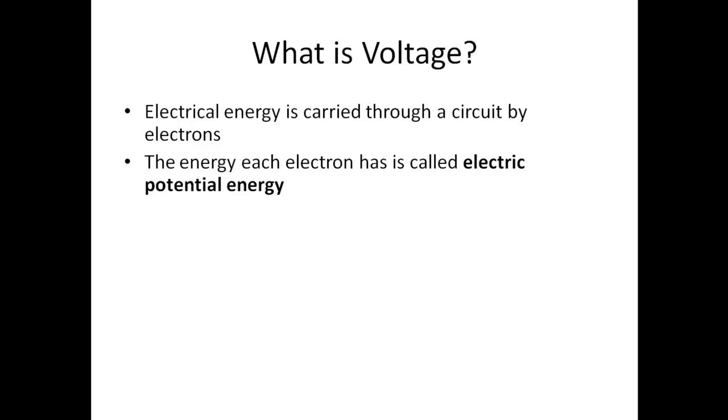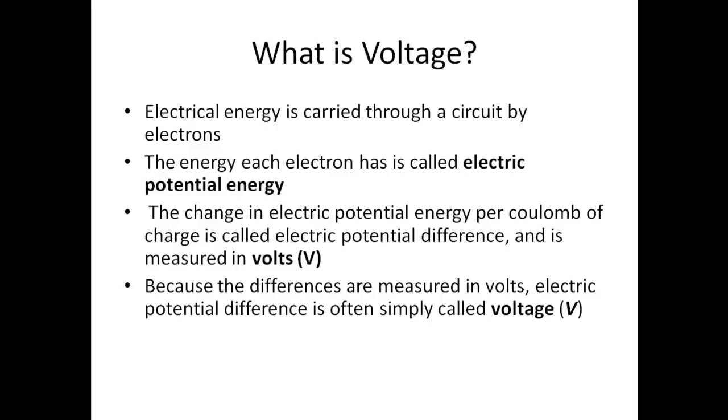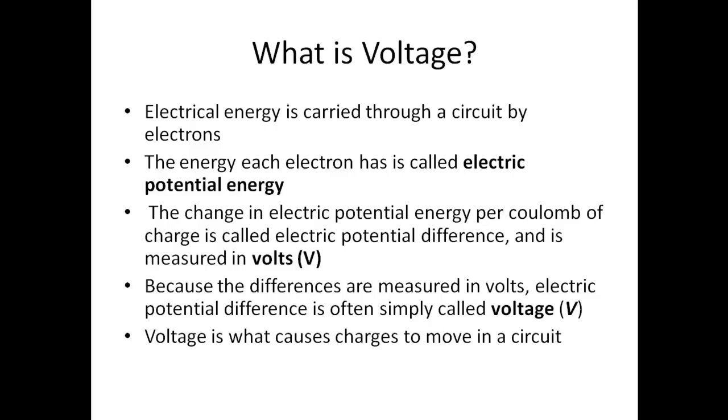Electrical energy is carried through a circuit by electrons. The energy each electron has is called electric potential energy. The change in electric potential energy per coulomb of charge is called electric potential difference and is measured in volts. Because the differences are measured in volts, electric potential difference is often simply called voltage. Voltage is what causes charges to move in a circuit.